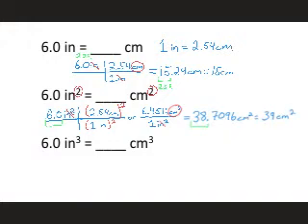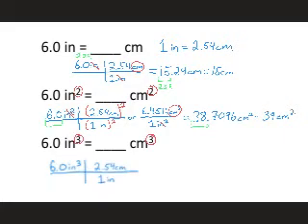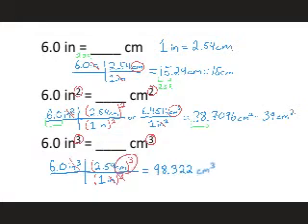We can do the same thing with our cubed units, where we set up our one-dimensional relationship as a conversion factor. Go ahead and cube both parts of that conversion factor. Perform your calculations. Cancel out your units. Follow your sig fig rules. And you've got your final answer.